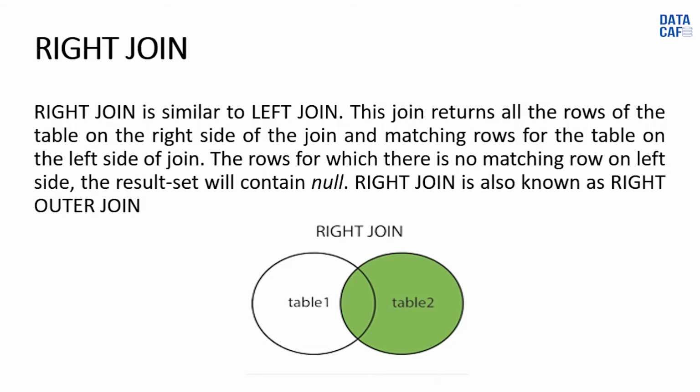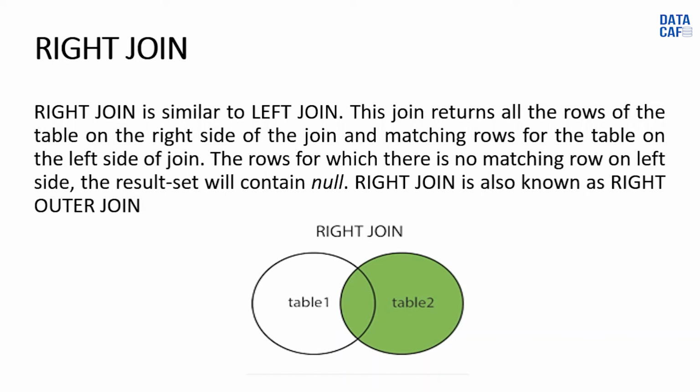Like the left join, for the rows for which there are no matching rows on the left side, the result set will contain null. It is the opposite of the left join. The right join is also known as the right outer join. Okay, so that is about the right join.